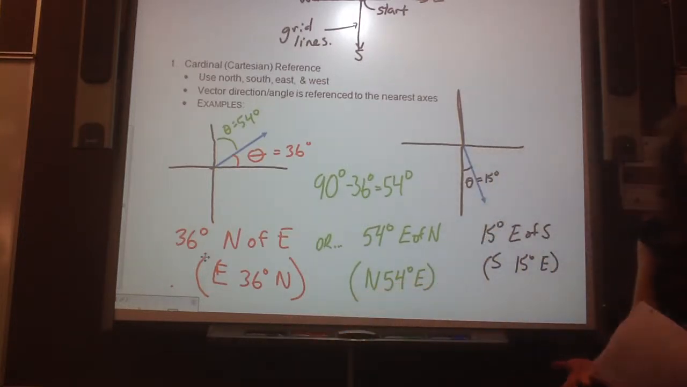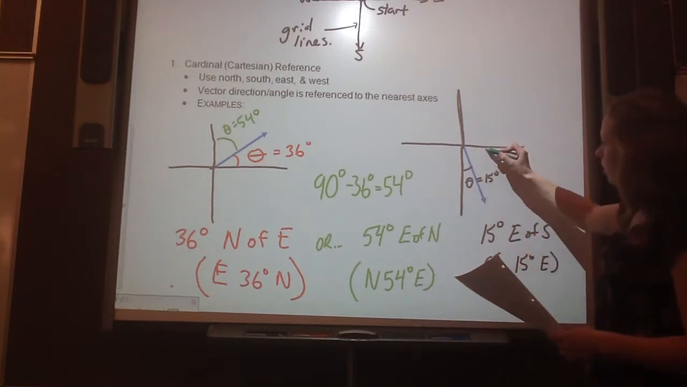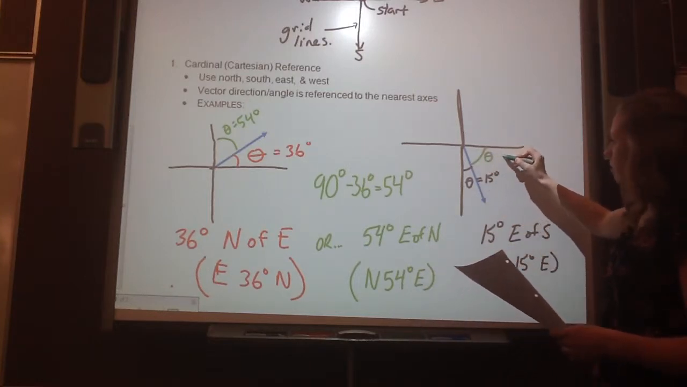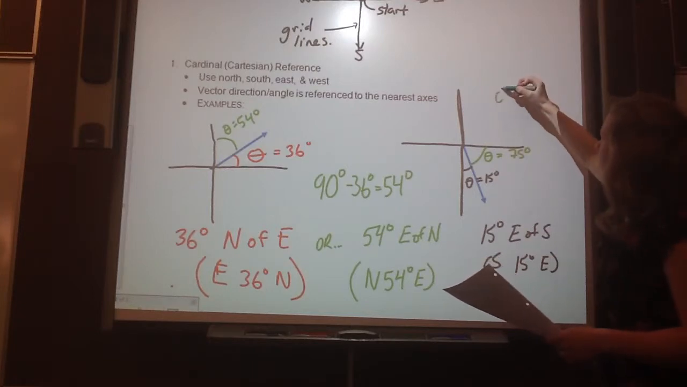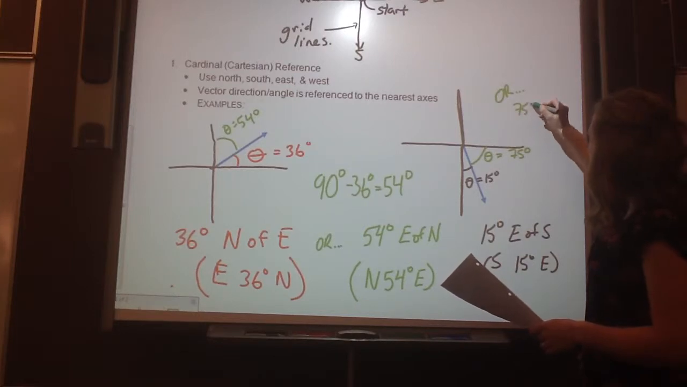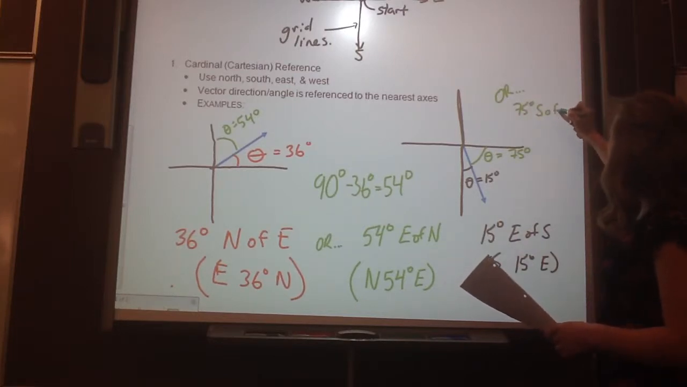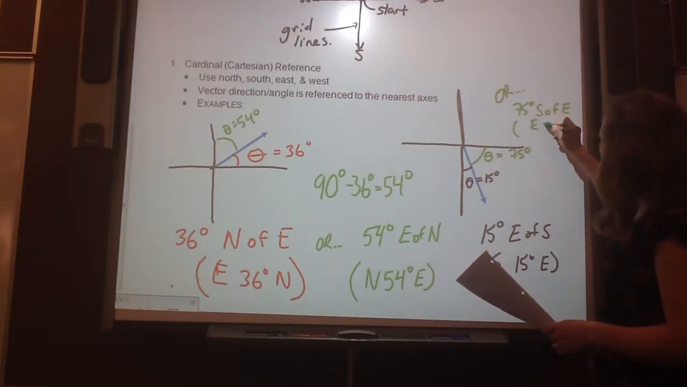If you were to use the east axis line as your reference, this theta here, we go 90 minus 15 is 75. So you could write this as 75 degrees south of east, or E 75 degrees S.